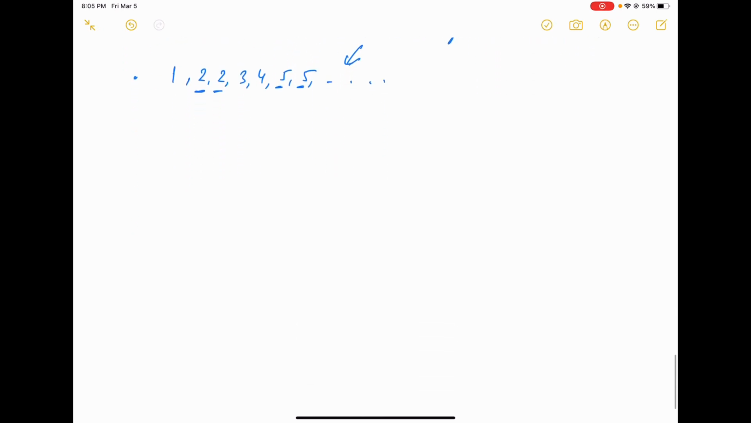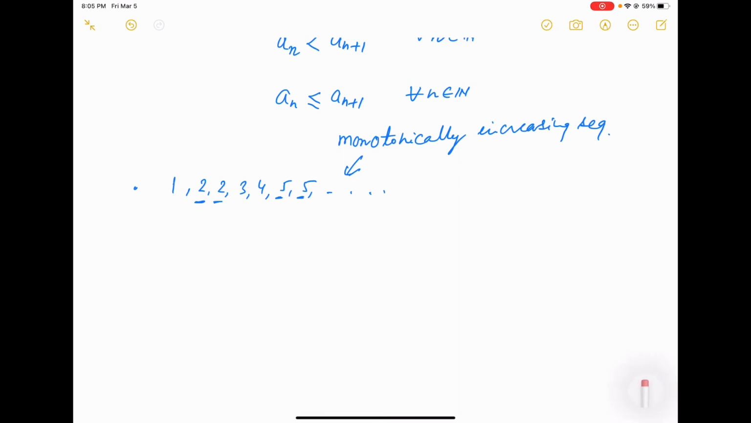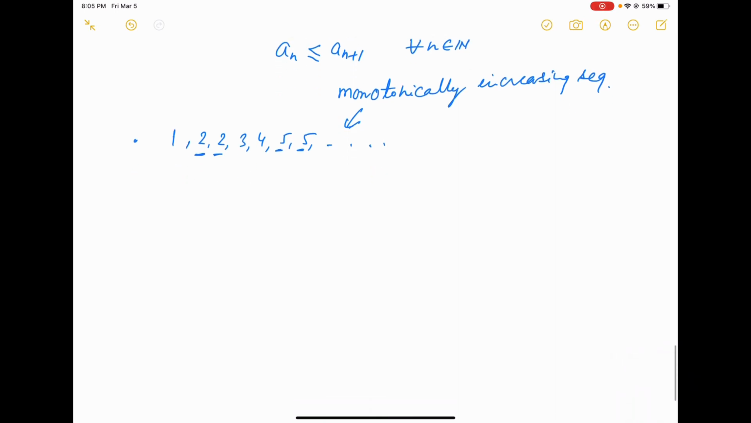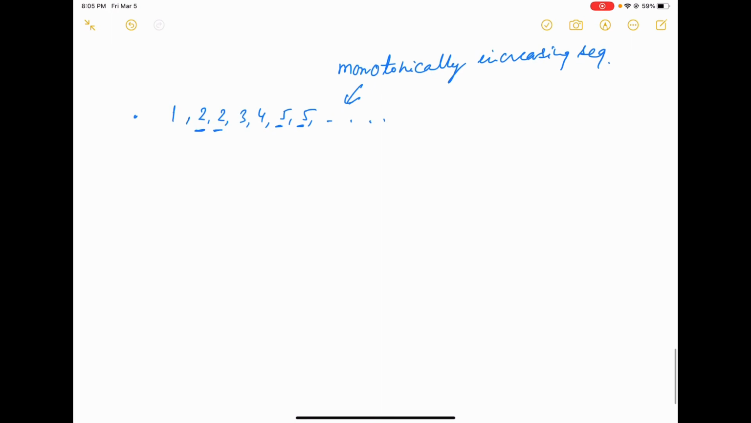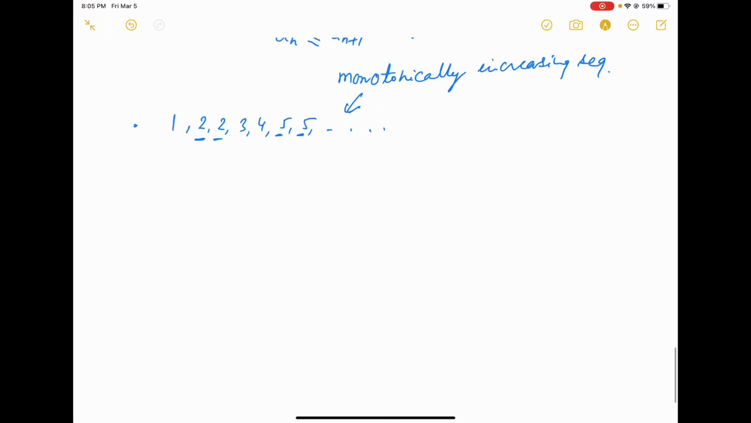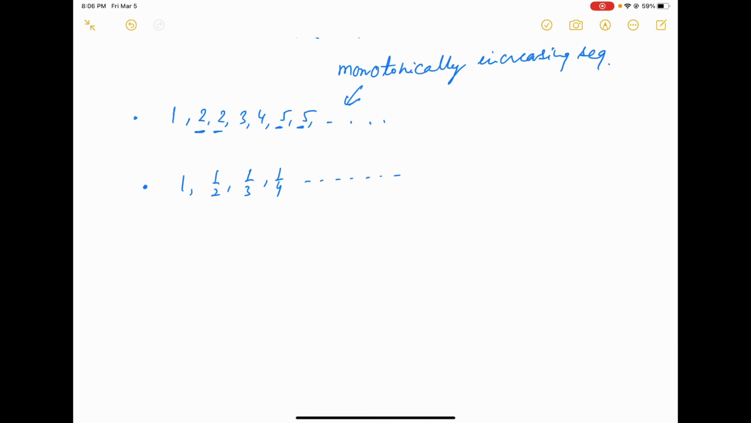Similarly, we have a decreasing sequence. So what is a decreasing sequence? If we write elements in decreasing order, so how? If we write like 1, 1 by 2, 1 by 3, 1 by 4, you can see that all elements are decreasing. So it is again a decreasing sequence, and it is actually a strictly decreasing sequence.